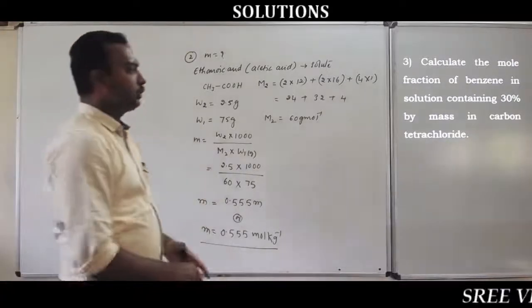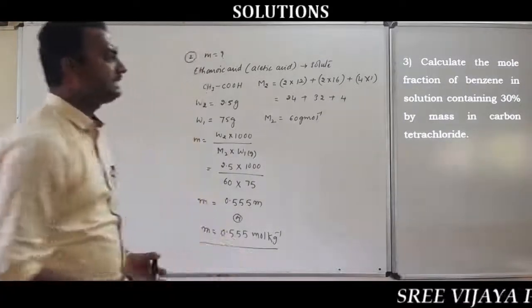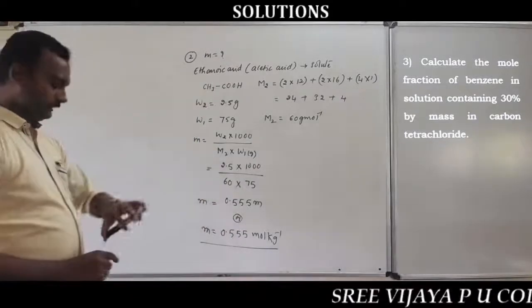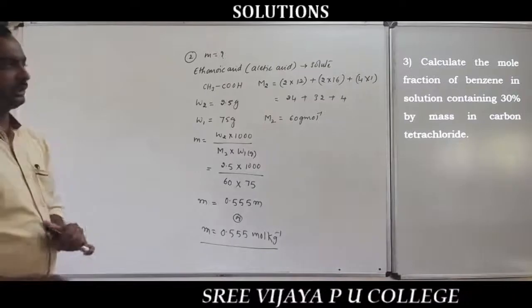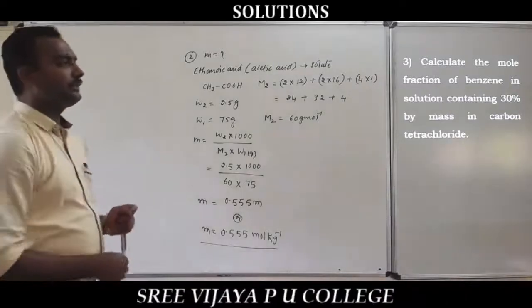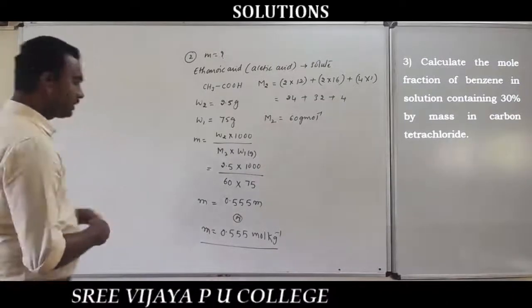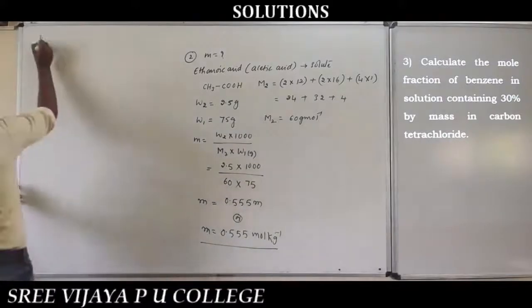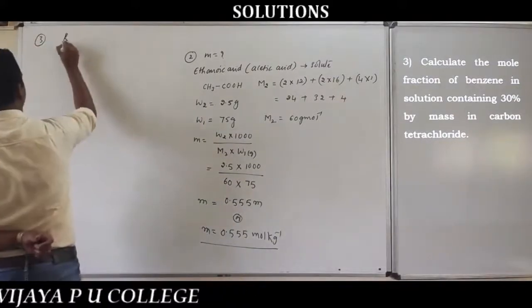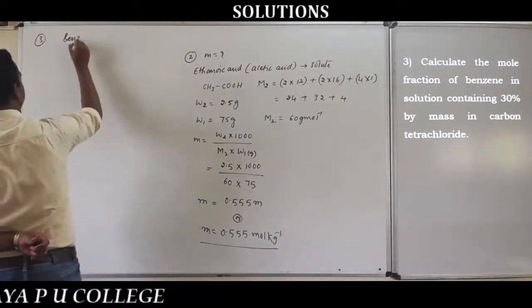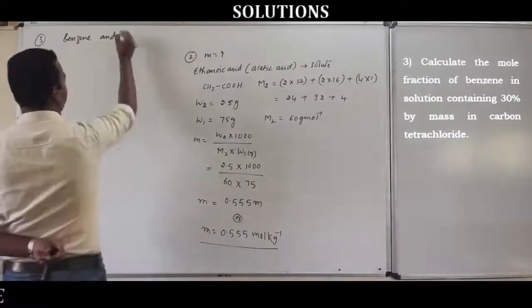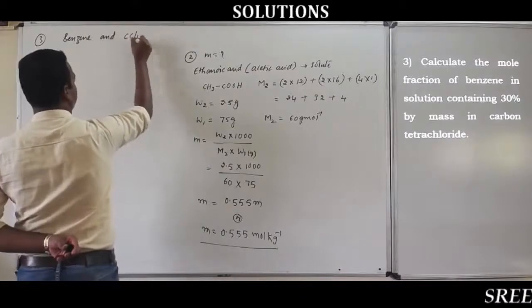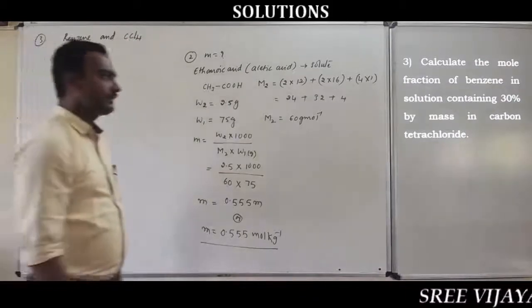Calculate the mole fraction of benzene in a solution containing 30% by mass of benzene in carbon tetrachloride. So in the solution there are two components. What are those components? One component is benzene, and another component is carbon tetrachloride, that is CCl4. There are two components in the solution.